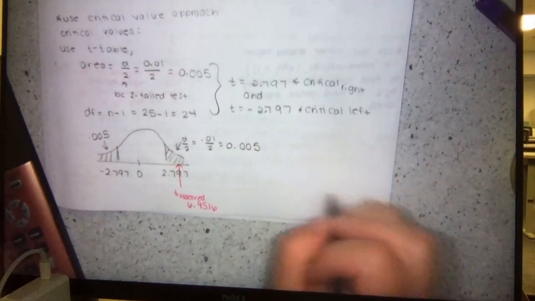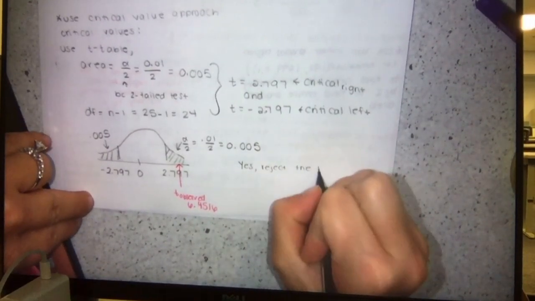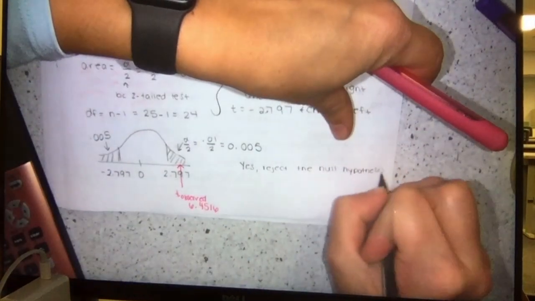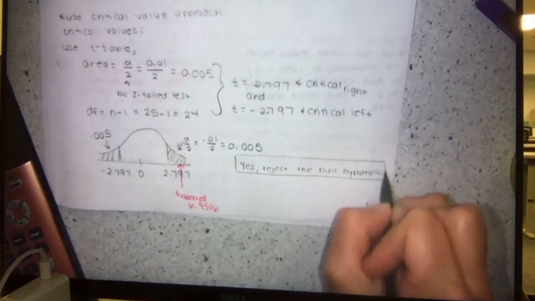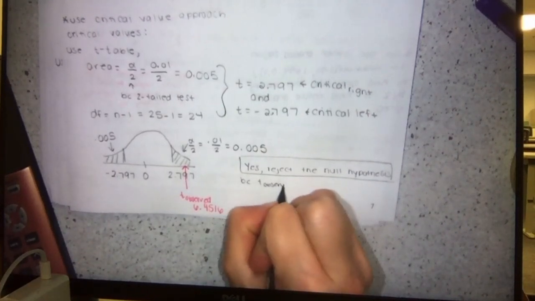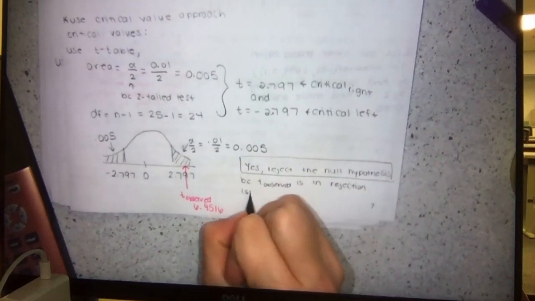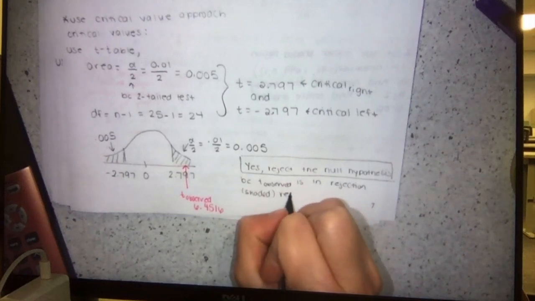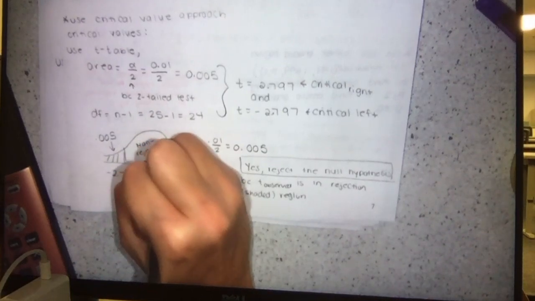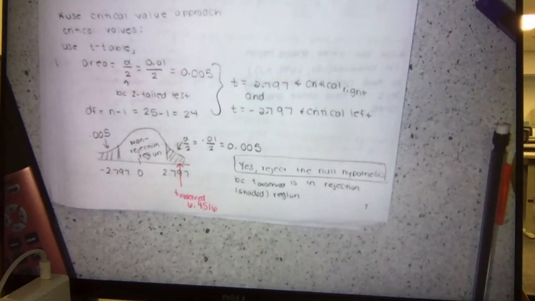The question was, would you reject the null? So yes, reject the null hypothesis, because our t observed is in the rejection, which is the shaded region. Remember, in the middle is the non-rejection region. And that is our example for page 7.